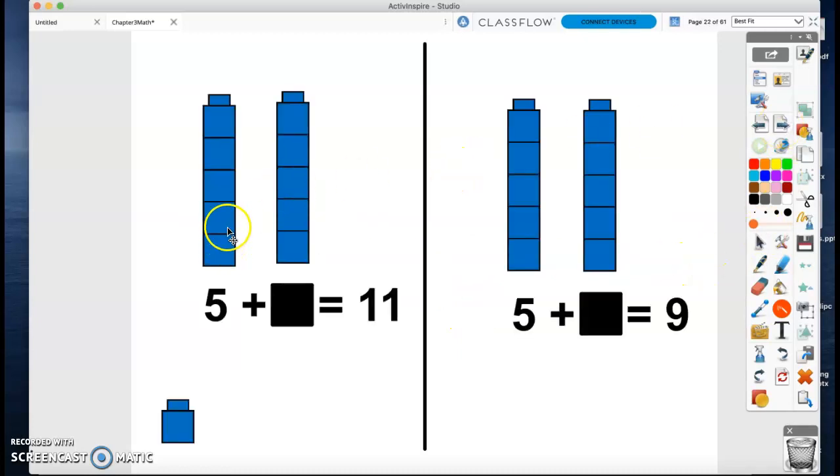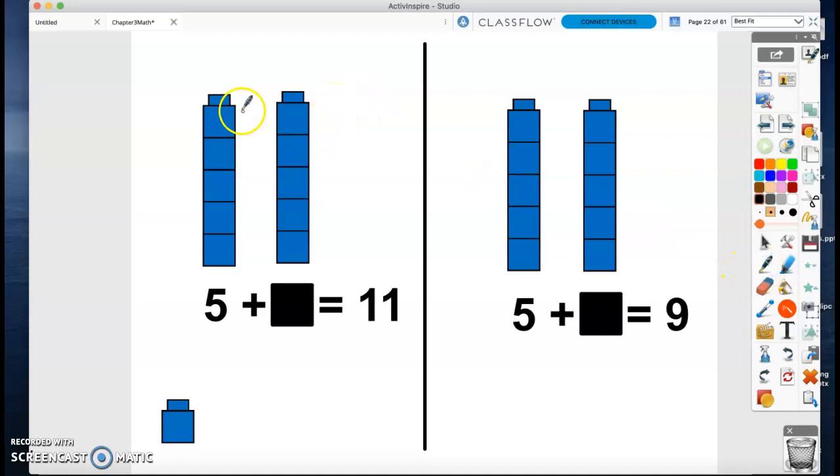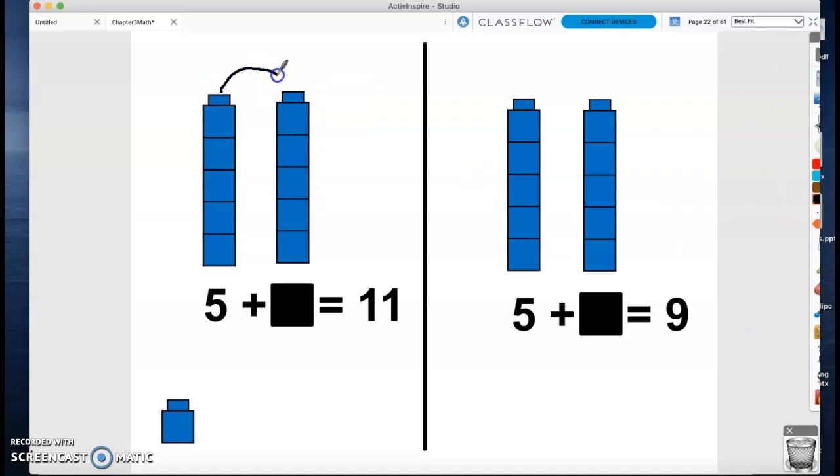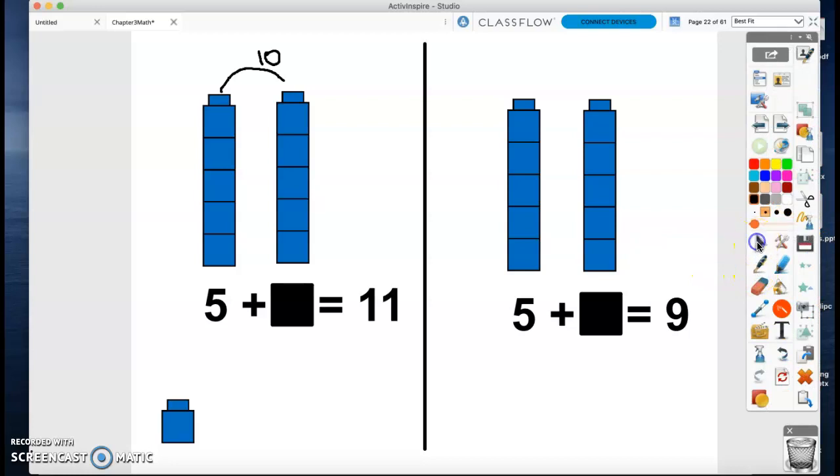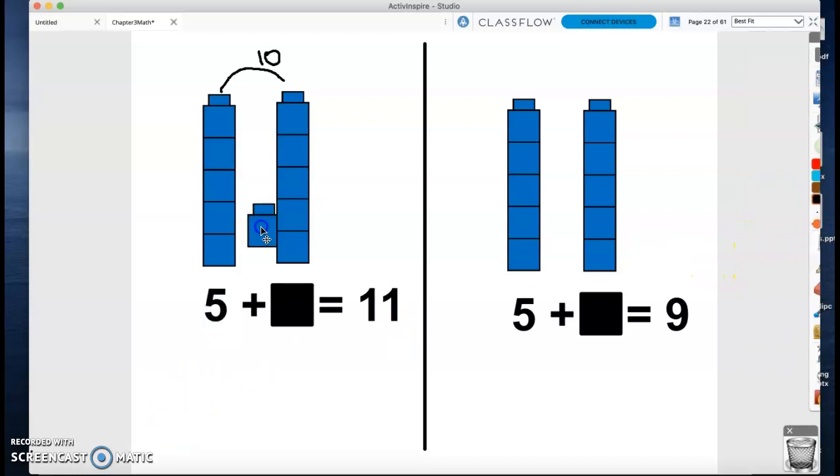Here I have 1, 2, 3, 4, 5, a stack of 5 cubes and a stack of another 5 cubes. I know what the double 5 plus 5 is. I know that 5 plus 5 is 10. But I know that our answer is going to be 11. So, in order to get to 11, I'm going to have to add one more cube.